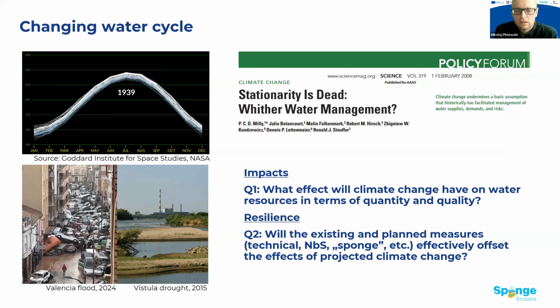And the second, resilience: will the existing and planned measures, ranging from technical infrastructure to NBS and sponge measures like the ones we deal with in the project, effectively offset the effects of projected climate change?